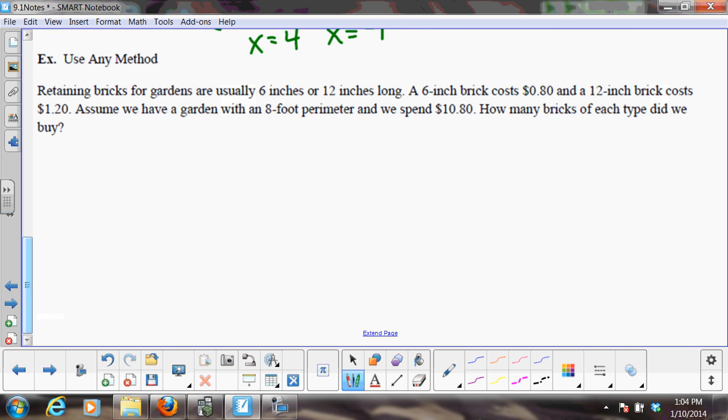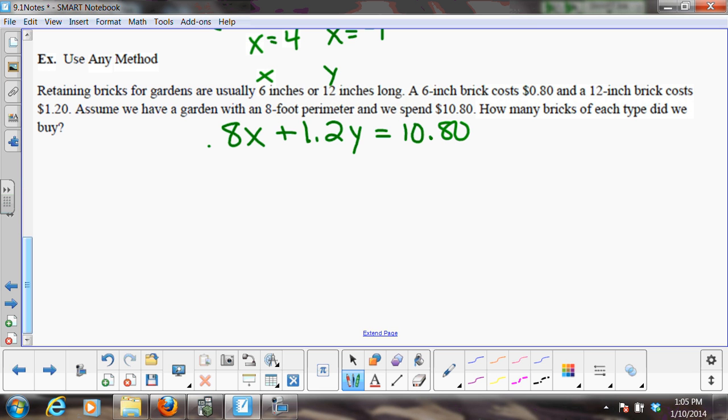And then if we're retaining bricks for a garden that are usually 6 or 12 inches long, a 6-inch brick costs 80 cents, 12-inch costs $1.20. We have an 8-foot perimeter, and we're going to spend $10.80. Well, one equation is going to be money. So 80 cents for this will be x, this will be y, plus $1.20 is going to give us $10.80.